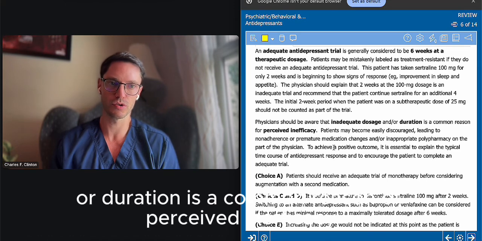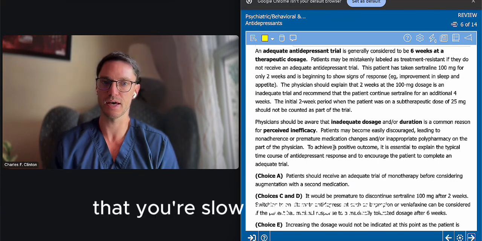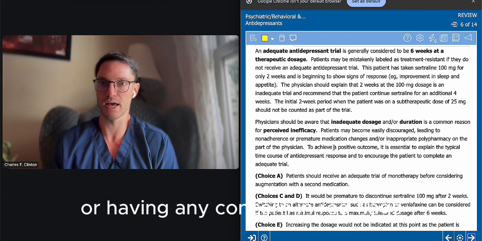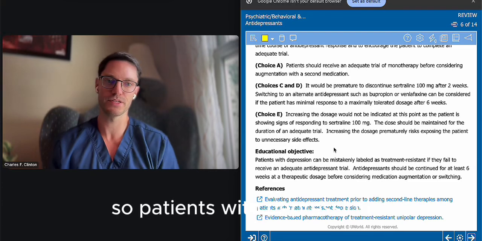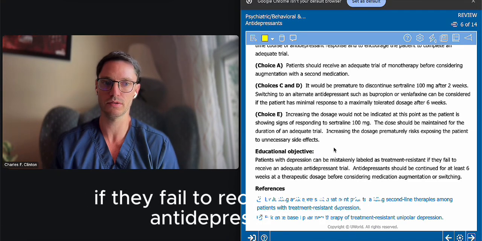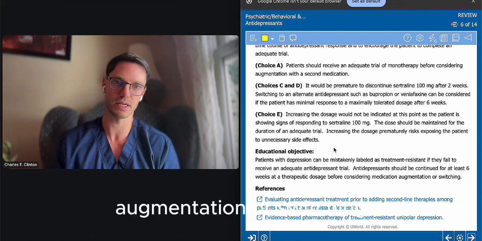Inadequate dosage or duration is a common reason for perceived inefficacy. So you have to remain calm, stay collected, and be able to explain to your patient that you're slowly getting there. Of course, if your patient is actively suicidal or having any concerning red flags, they might need to be admitted to the psych ward, etc. Patients with depression can be mistakenly labeled as treatment resistant if they fail to receive an adequate antidepressant trial. So an antidepressant should be continued for at least 6 weeks at a therapeutic dosage before considering medication augmentation or switching.